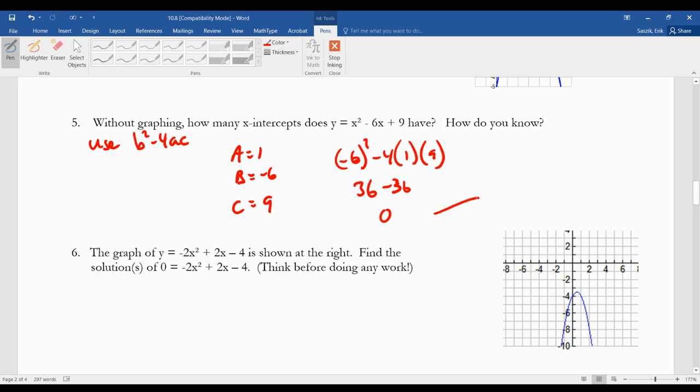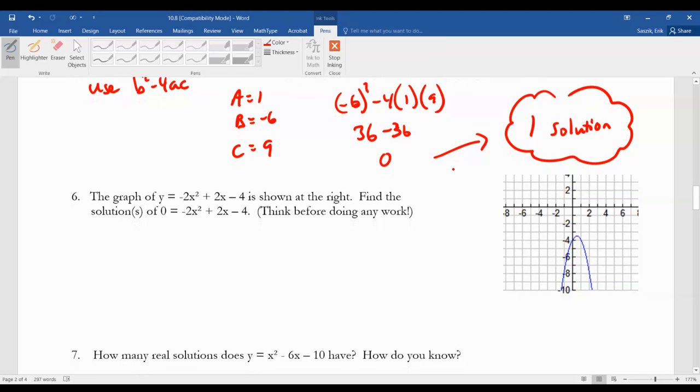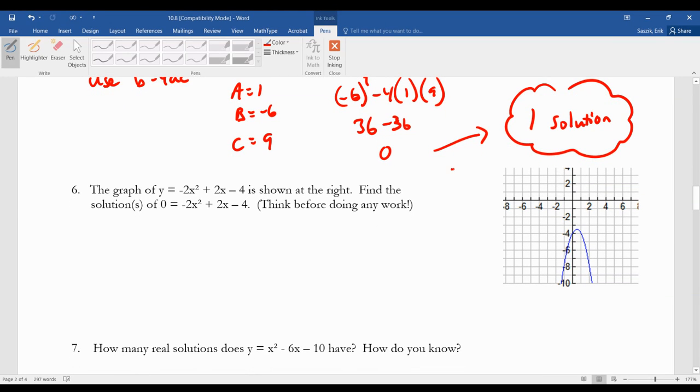Discriminant of 0 means 1 solution. So you don't have to do the whole quadratic formula if you just want to determine the number of solutions, okay? All right.